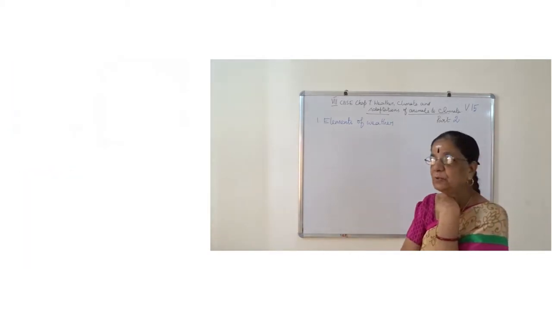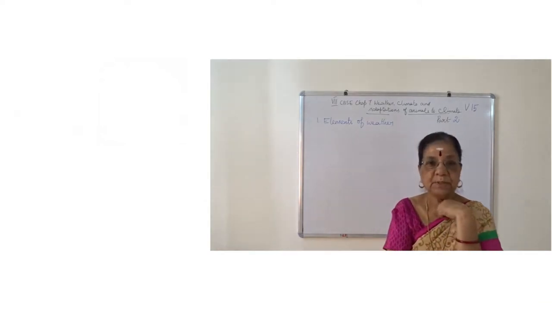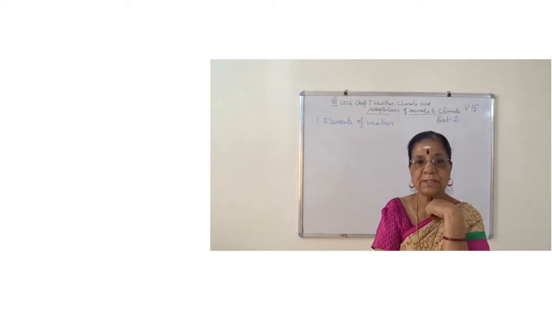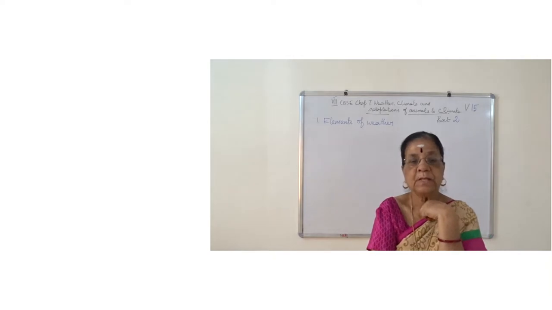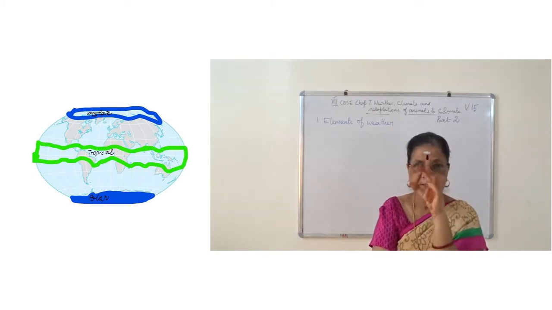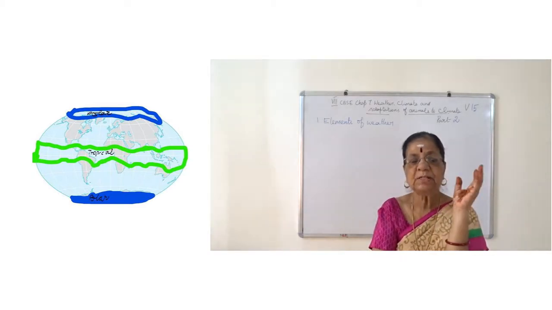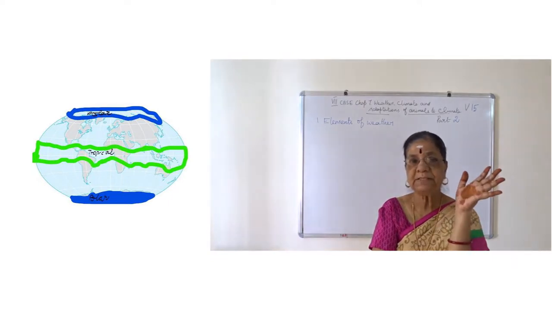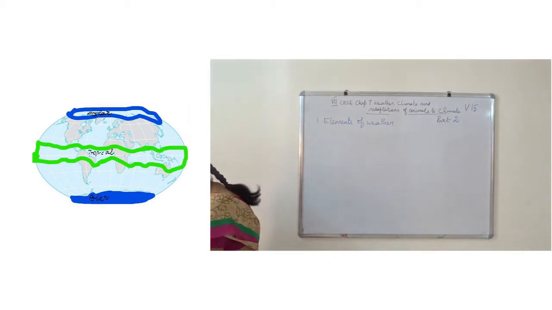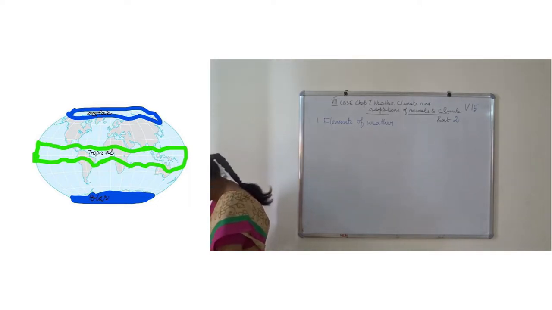The weather forecast is done by the government department called meteorology, and the scientists who forecast or predict the weather are called meteorologists. I hope you understand. Then the earth: the center equator portion is called the tropical region, and the opposite poles form the polar region. I hope you will follow this.